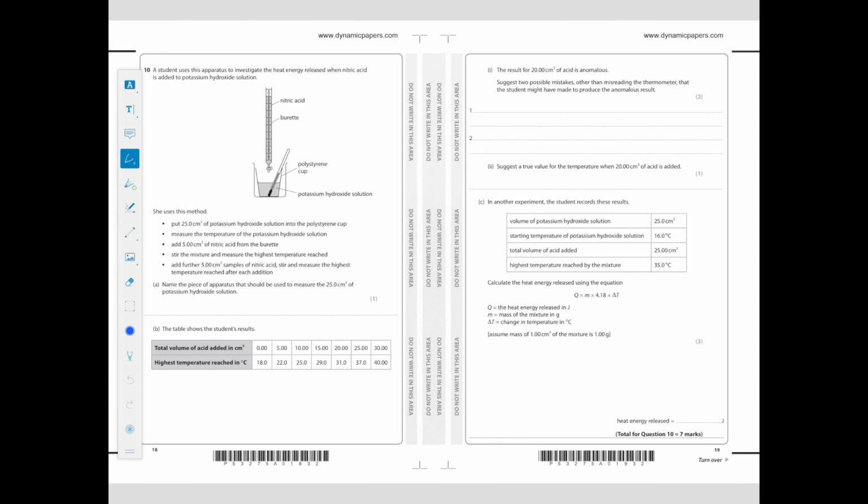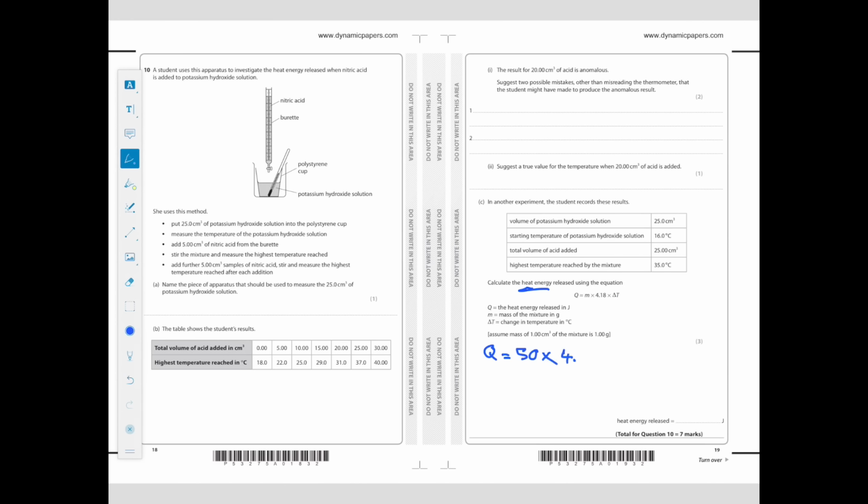In another experiment, the student records these results. Volume of potassium hydroxide solution, starting temperature of potassium hydroxide solution, total volume of acid added, and the highest temperature reached by the mixture. And we're calculating the heat energy released using this equation, Q equals mc delta T. So this is really nice. They've given us pretty much all of it. So Q is what we're after. Mass of the mixture, so you need to add those two volumes together. So 25 plus 25 is 50.